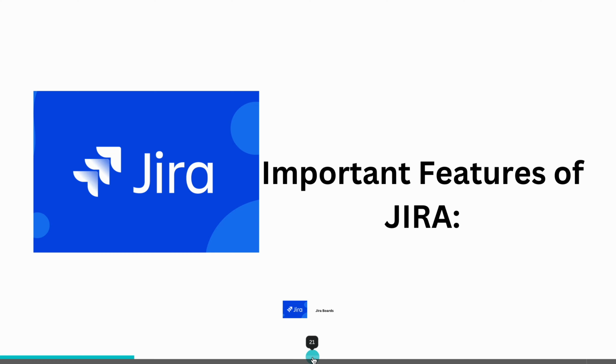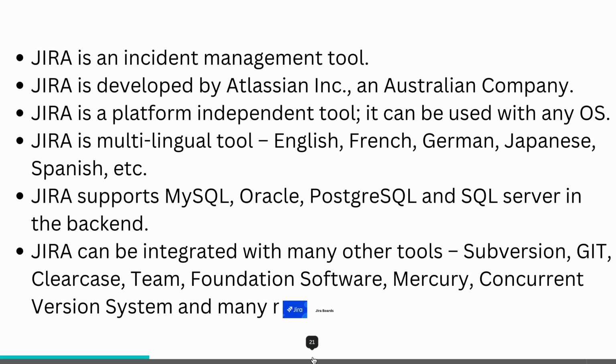Some important features of JIRA. When it was developed, it was used as an incident management tool, and till now it's treated like that. It was developed by Atlassian Inc., an Australian company, and this is platform independent. You can use this tool in any operating system because its web version is always accessible on any operating system.